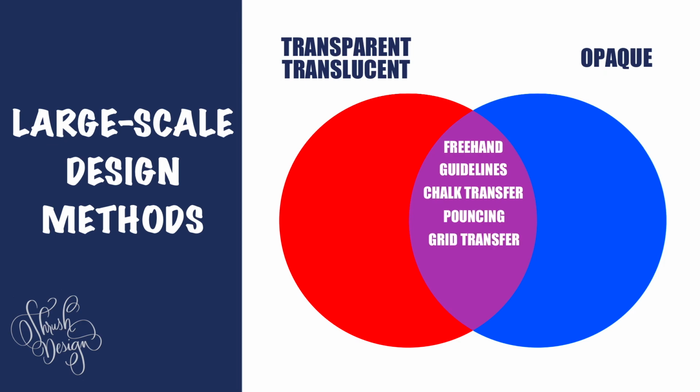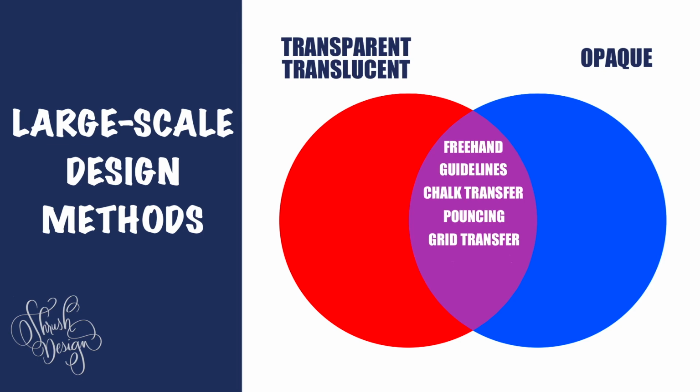You can also do a grid transfer. What you would do there is take your design, make a grid of squares over your design, and then make a grid of squares on your surface that are larger, but that you can scale up from your other squares on your paper, and then recreate your design square by square. Then there are methods that you can use only with a transparent or translucent surface that you can see through.